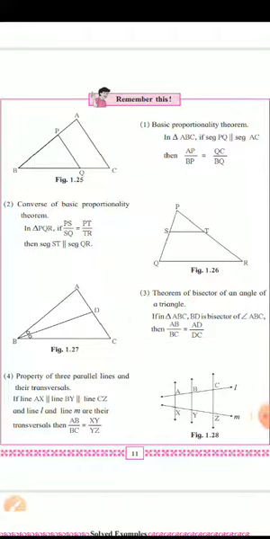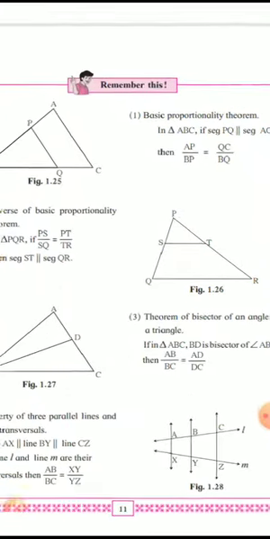Today's topic is 10th geometry, chapter number 1, similarity. This is lecture number 6. In the previous lecture we studied the theorems: basic proportionality theorem, angle bisector theorem, and property of three parallel lines and their transversals. So before starting practice set 1.2, we have to revise these theorems first.